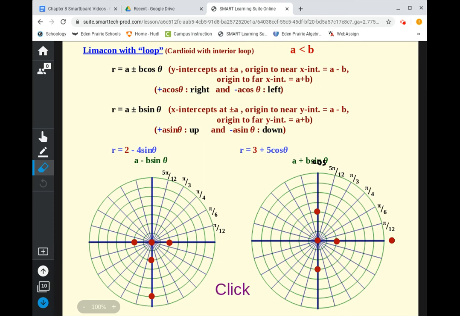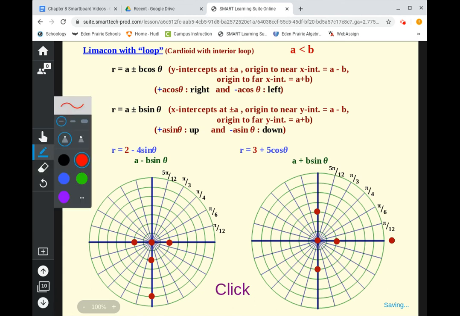Some of the information is kind of the same. When it's the cosine, where R is equal to A plus or minus B cosine theta, the y-intercepts are at plus or minus A. So take a look at this first example. And this should say cosine for this right here. Try to fix it a little bit, but it should say cosine. I'll actually even rewrite it for you. It should say cosine.